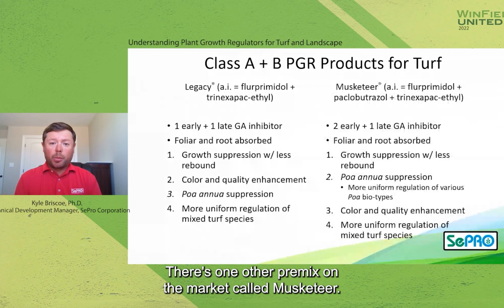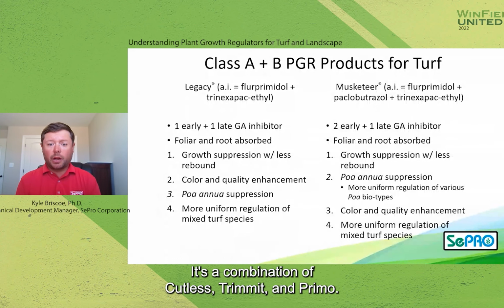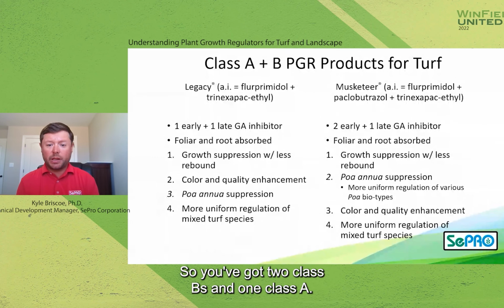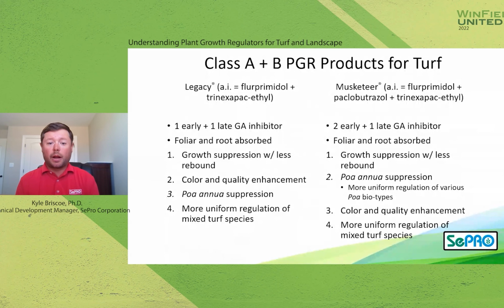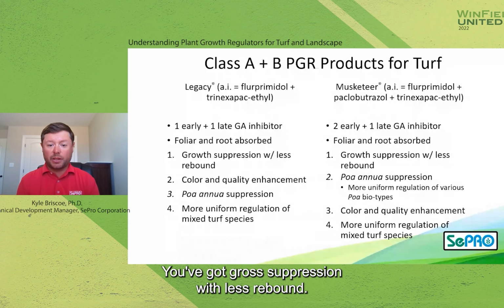There's one other premix on the market called Musketeer. It's a combination of Cutlass, Trimmet, and Primo. So you've got 2 Class Bs and 1 Class A. Again, foliar and root absorption. You've got growth suppression with less rebound.